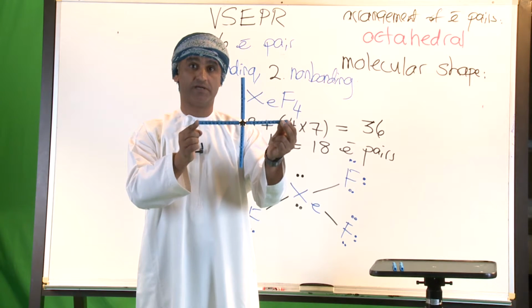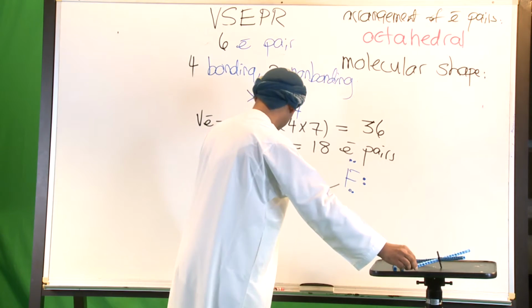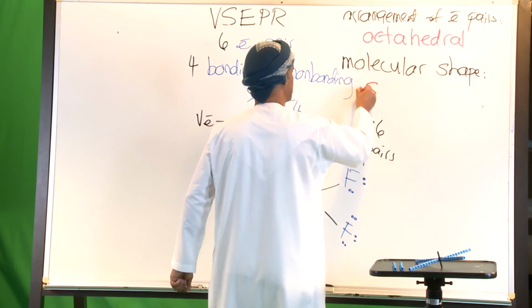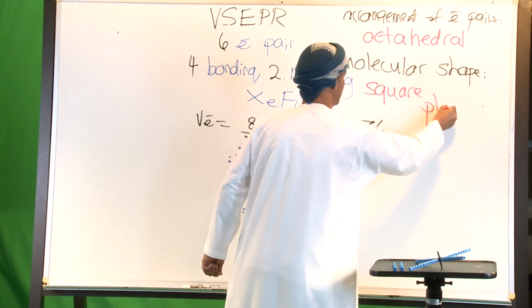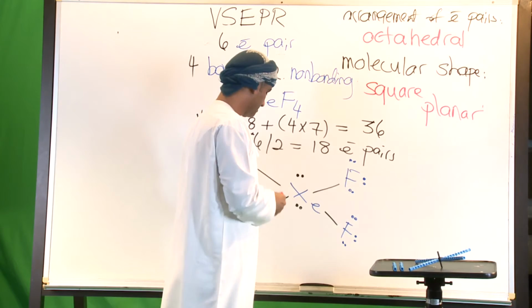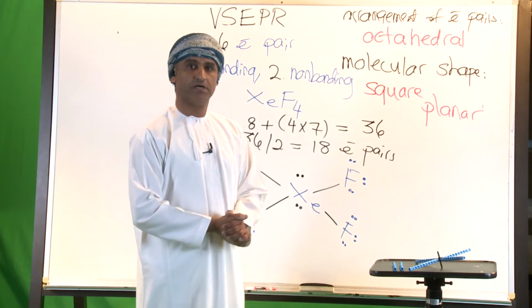So that's a square planar molecular shape for this xenon tetrafluoride case. So the molecular shape is square planar. It takes the shape of a square which is on the plane.